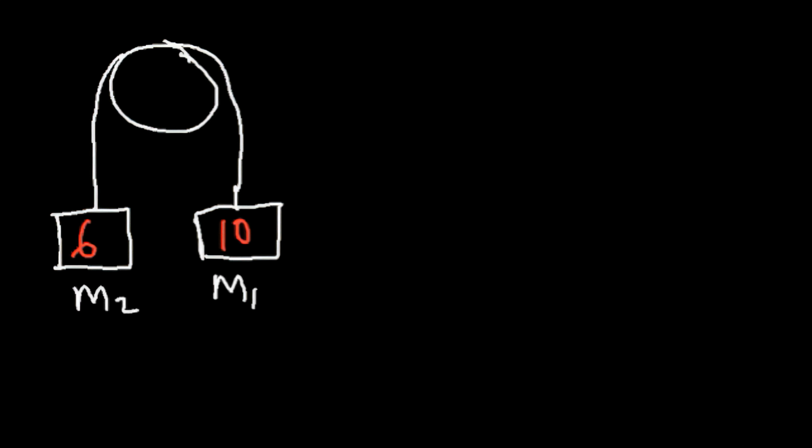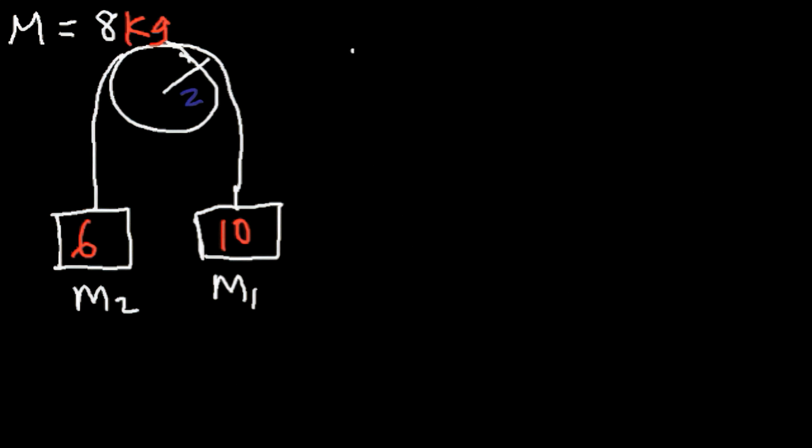Now let's say we have a pulley made up of a disc that is attached to 2 blocks. Let's say the first block has a mass of 10 kilograms and the second block has a mass of 6. Let's call this M1 and M2. And let's say the mass of the pulley is 8 kilograms and it has a radius of 2 meters. What is the acceleration of the system? So because block 1 is heavier than block 2, we know that the system is going to move this way.